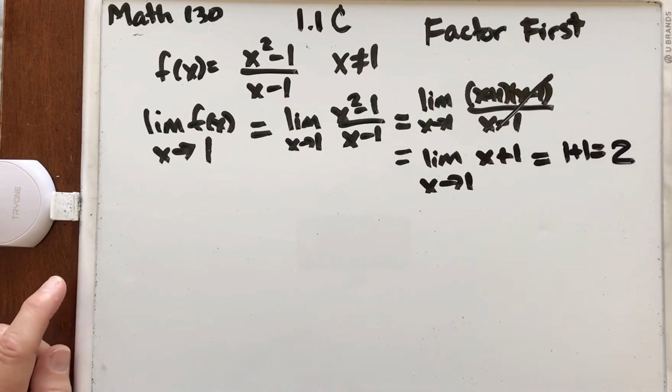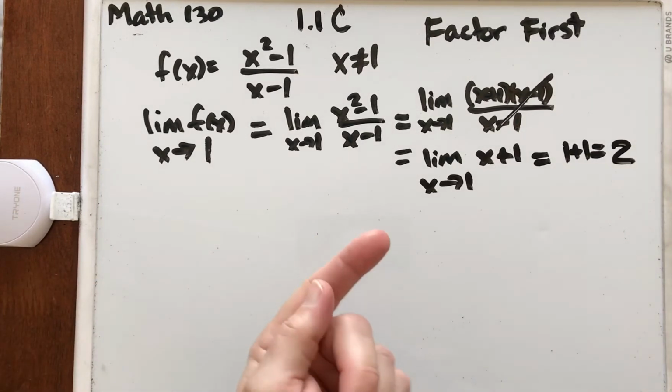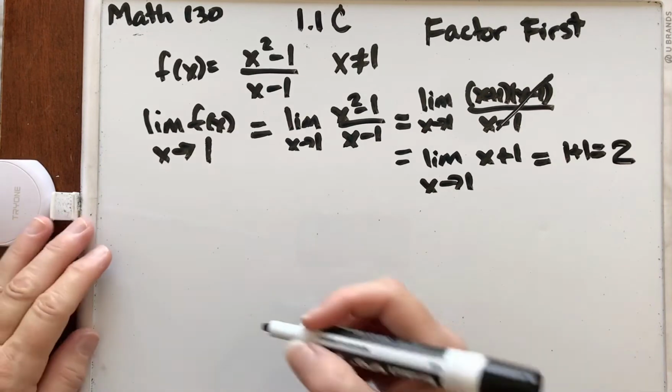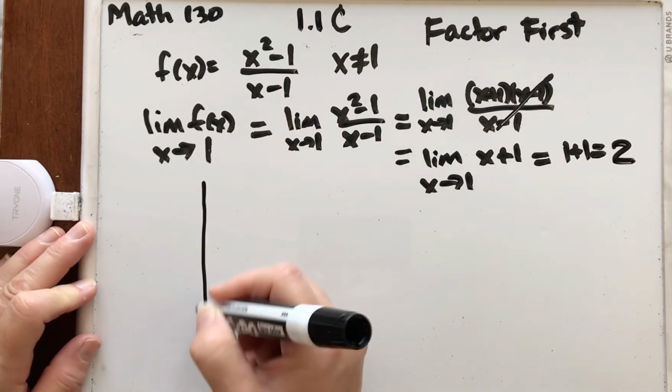Now how did I know I could do that without testing from the left or from the right? And the answer is because x plus 1 is the equation of a line. The limit always exists when you have an equation of a line. Let's graph this so we can see what it looks like.